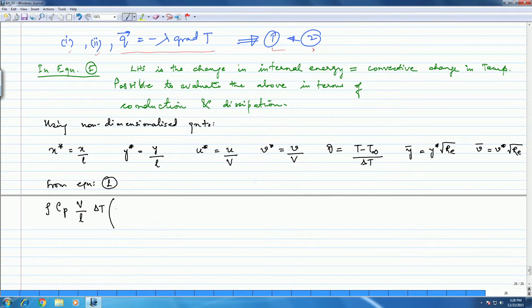Okay, so U star del theta del x star plus V bar del theta del y bar is equal to lambda delta T by L square.